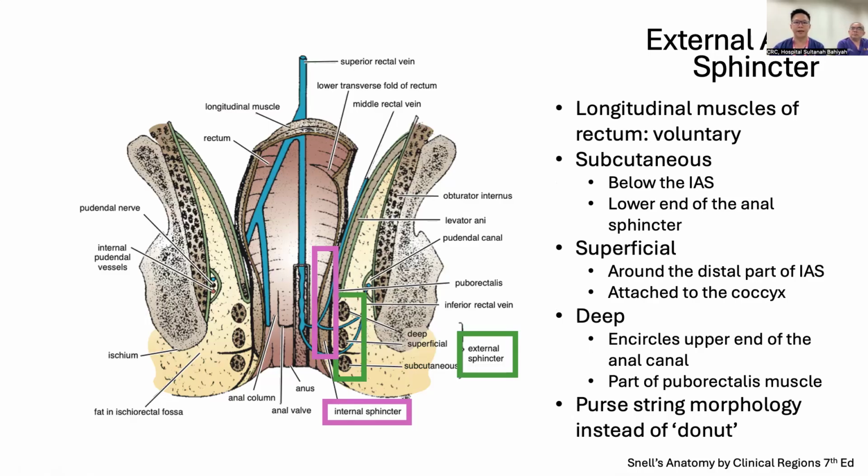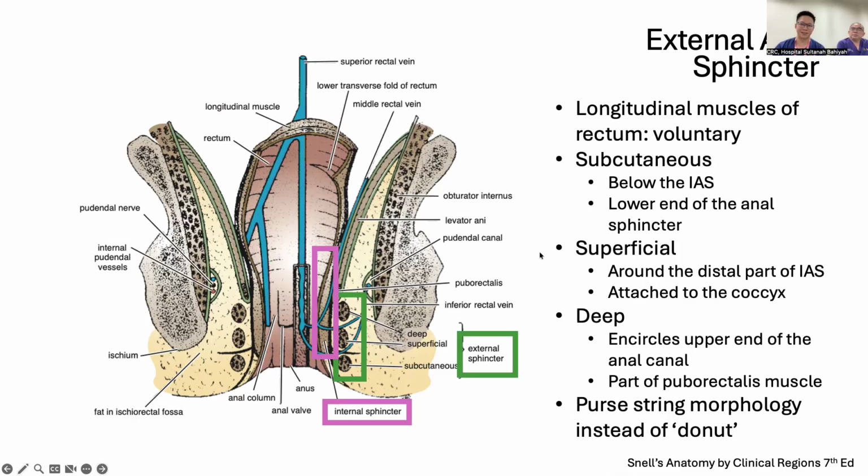It is a longitudinal muscle. It is a voluntary striated muscle. There are three segments of the external anal sphincter: subcutaneous, which is located lowest; the superficial, which is located slightly higher; and the deep, which encircles the upper end of the anal canal. And the deep external anal sphincter is also part of the puborectalis muscle.